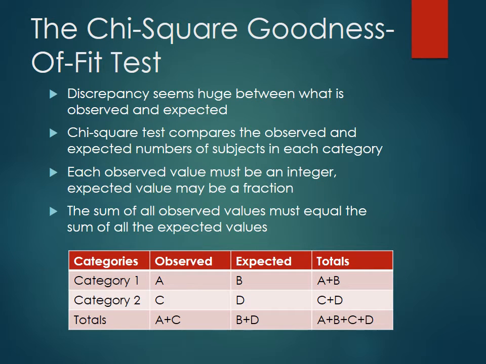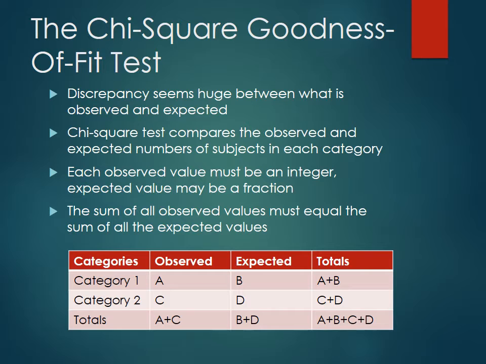So again, looking at this, we can see that the discrepancies seem pretty large between what was observed and what was expected. And using that chi-square test, we can compare those and end up getting a chi-square value that will end up informing our p-value. And usually the alpha is set at 0.05. If the p is less than that, then you would consider it to be statistically significantly different.